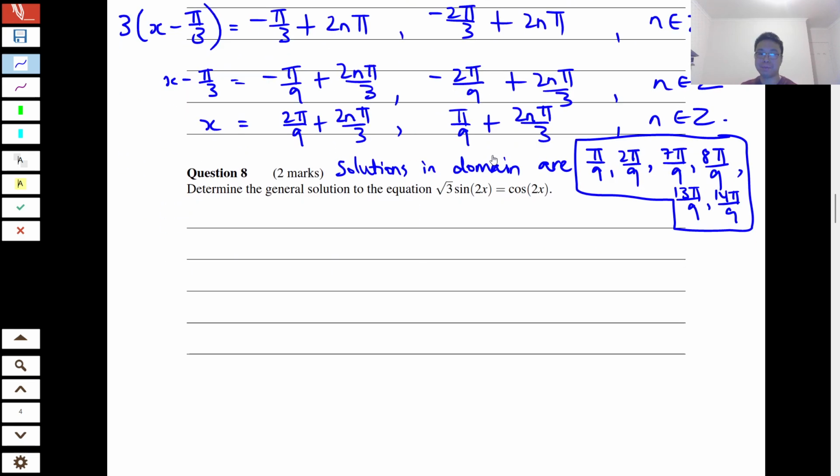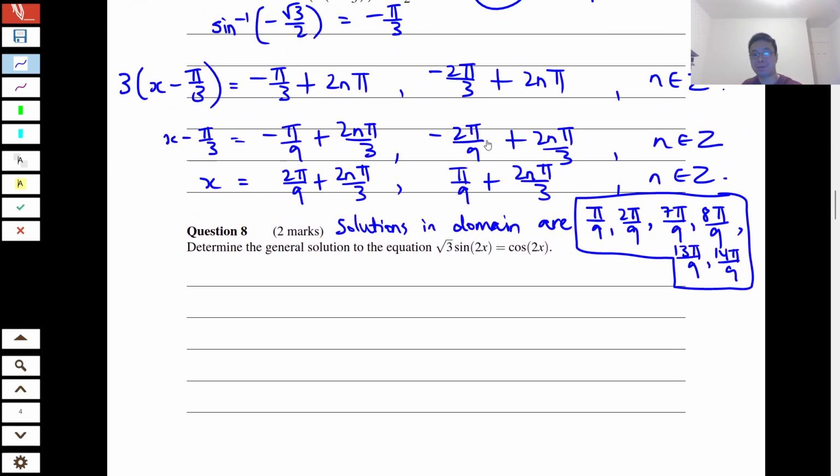Okay, question 8. Now this question looks a bit strange because normally we say sine of an angle equals some number or cosine of an angle equals some number. Here I've actually mixed up sine and cosine. So it looks a bit scary. All you need to do is recognize that tan is defined to be sine over cosine.